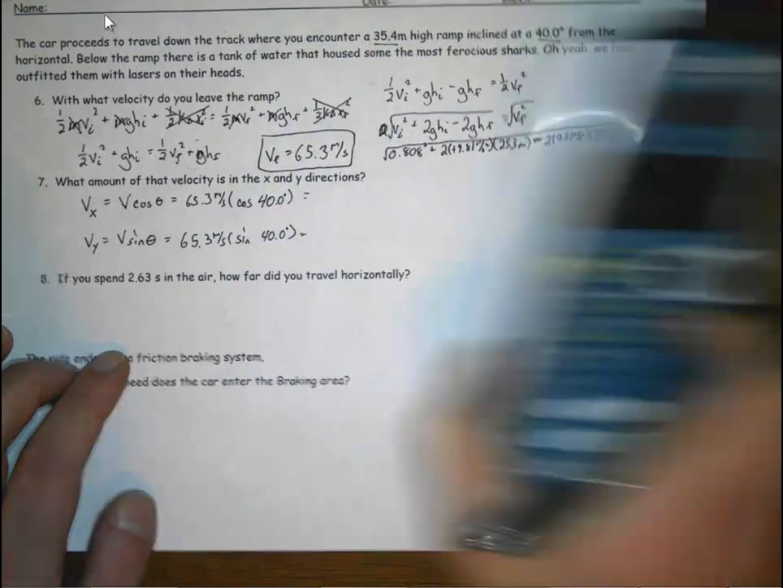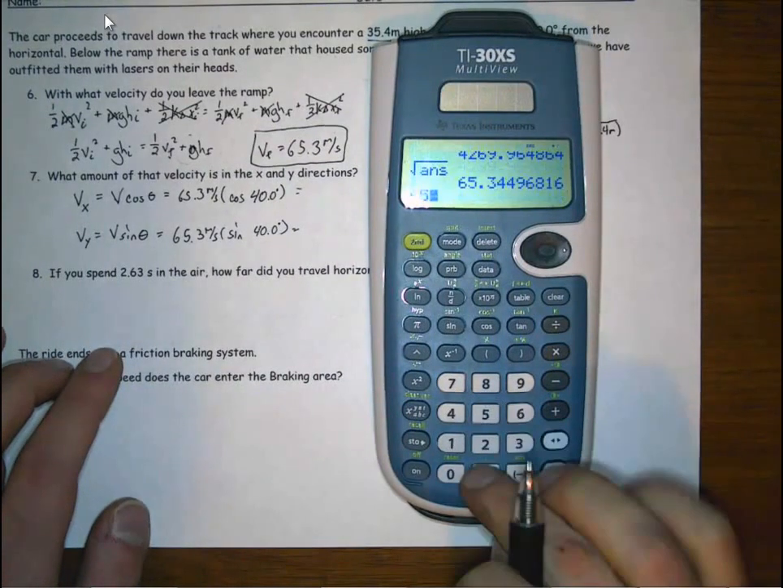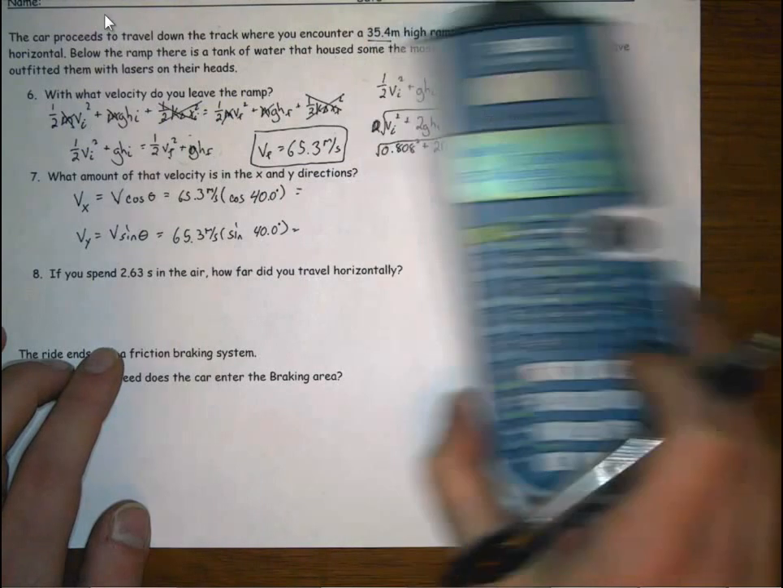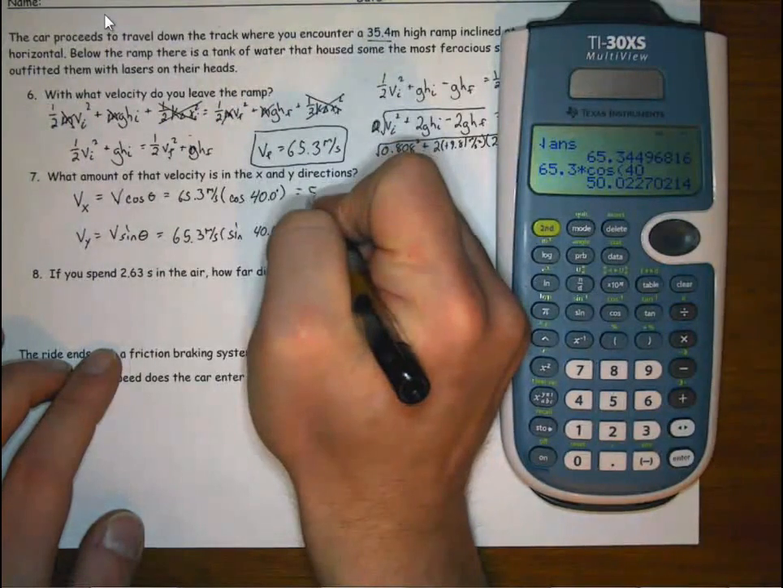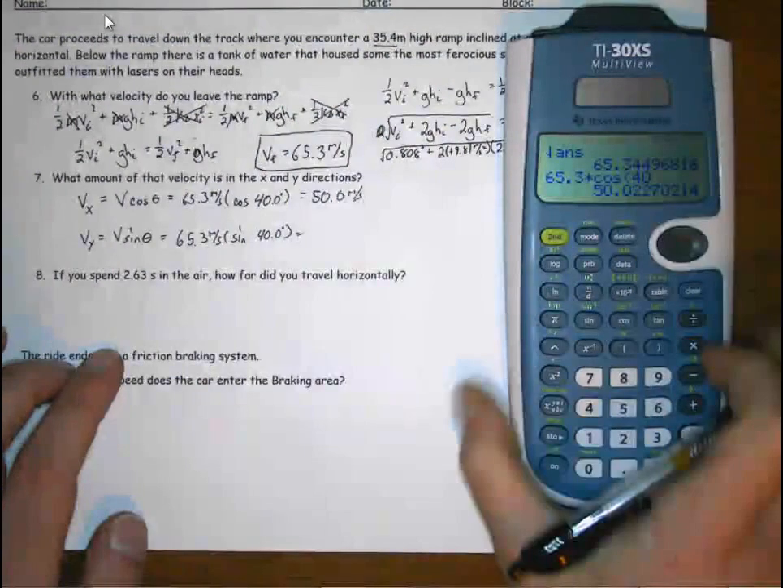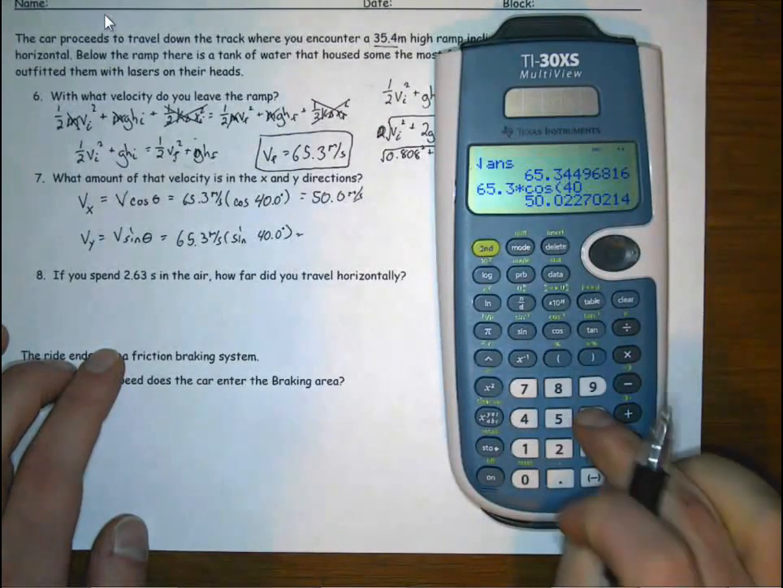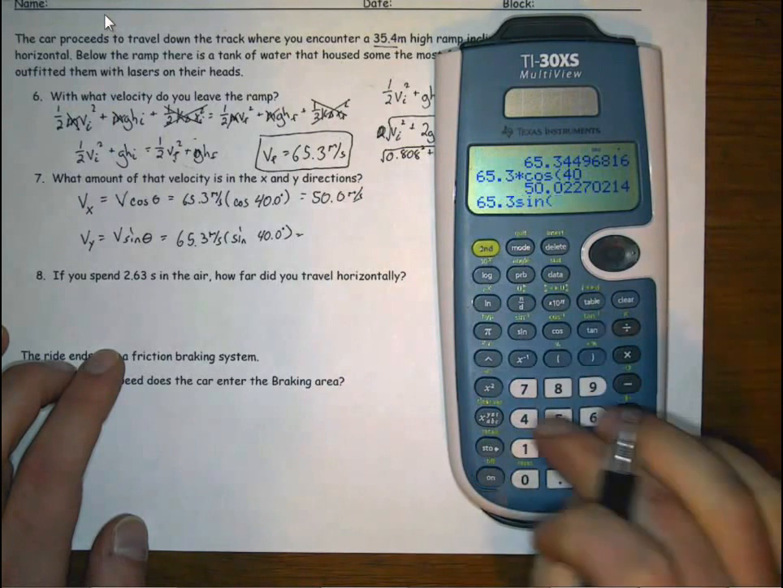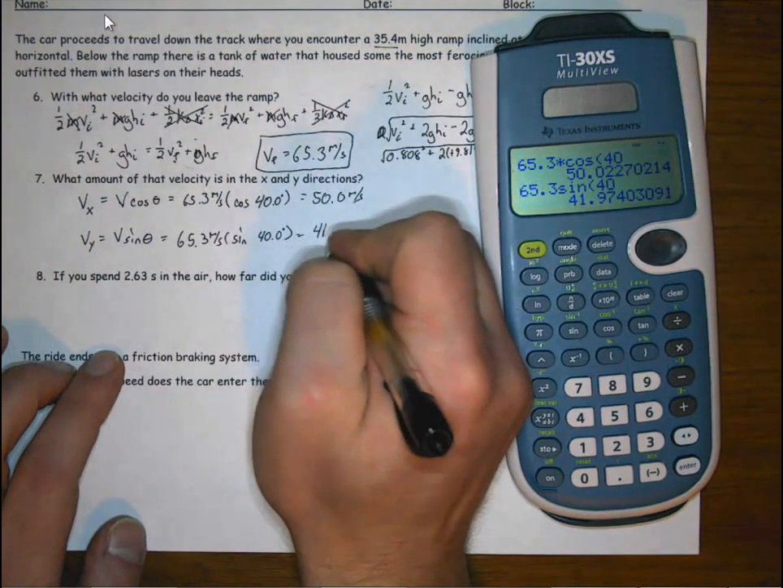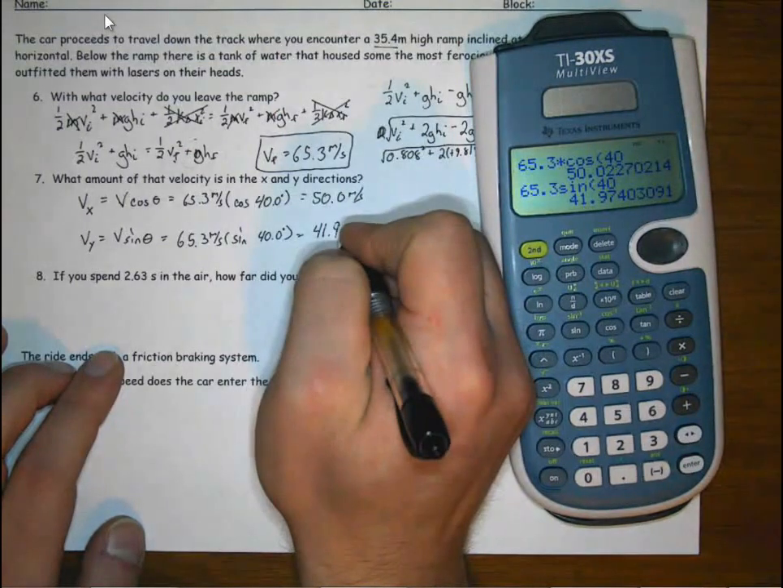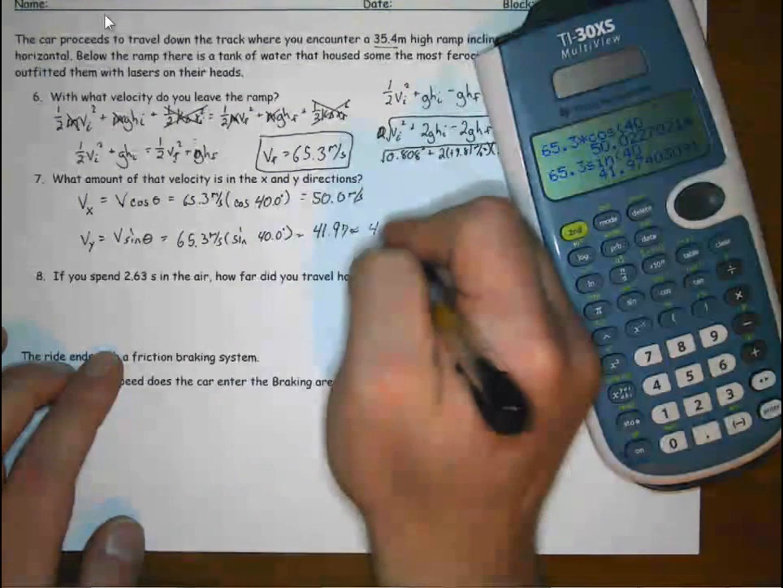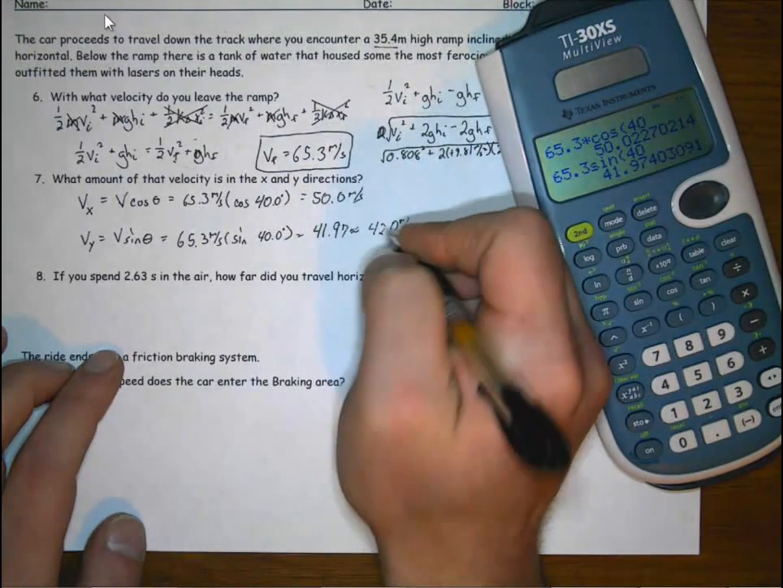Now it's just a matter of typing into my calculator. 65.3 times cosine of 40 degrees, and I get 50.0 meters per second. And then if I do 65.3 times sine of 40 degrees, I get 41.97, which is 3 significant digits, 42.0 meters per second.